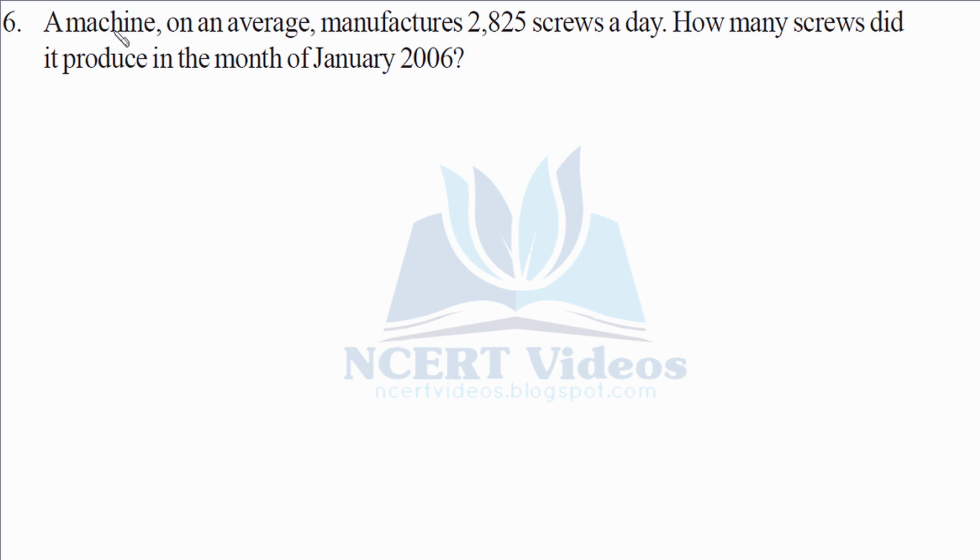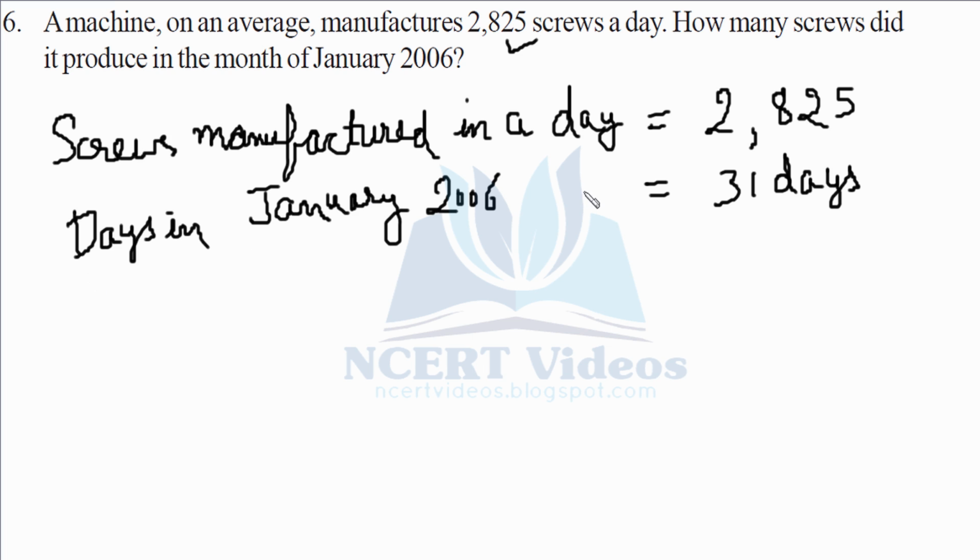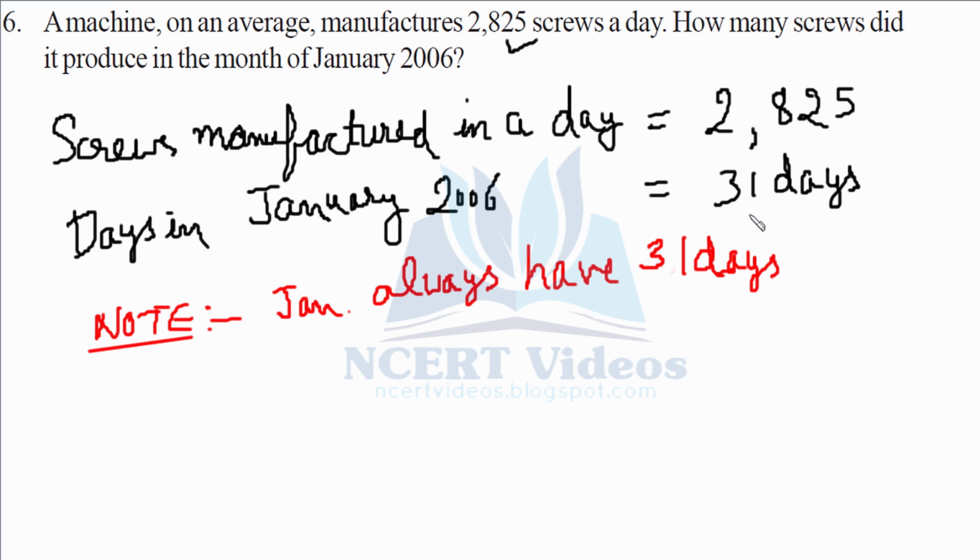A machine on an average manufactures 2,825 screws a day. How many screws did it produce in a month of January 2006? So note, you have to remember one thing here, that January, take it any year, contains 31 days. So screws manufactured in a day, it is given 2,825. In January 2006, or take any January, it has 31 days. It doesn't matter which year.